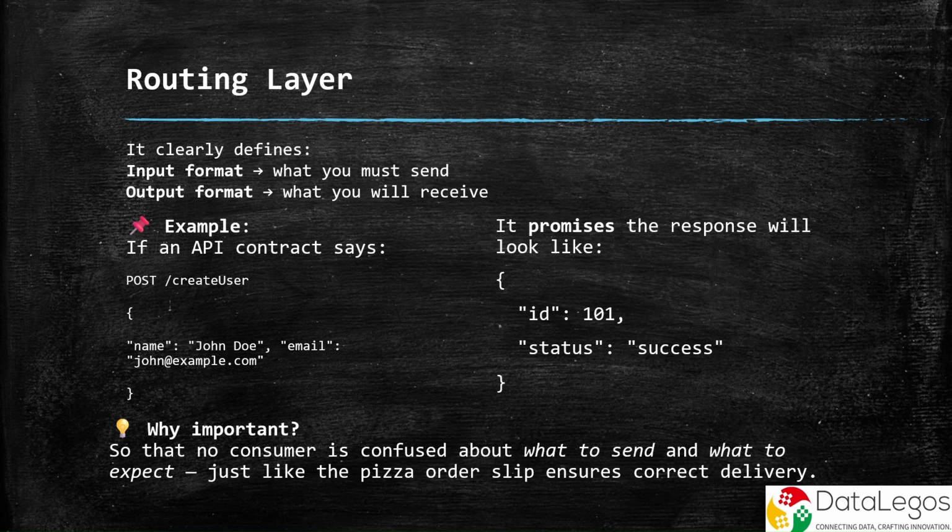Contracts define how information should be structured. What format you must send and what format you will receive. Most APIs use JSON because it is lightweight, simple, and widely understood. The important rule is, once the contract defines a certain format, it must remain consistent. Even small unexpected changes can cause the systems depending on it to fail. That's why contracts act as the backbone of predictable communication.